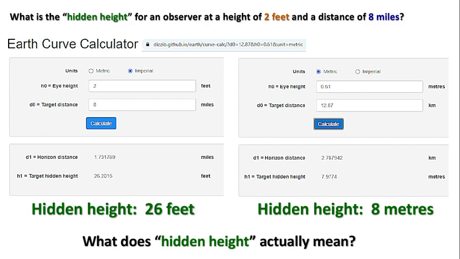What is the hidden height for an observer at a height of 2 feet and a distance of 8 miles? The hidden height is 26 feet or 8 meters. What does hidden height actually mean?